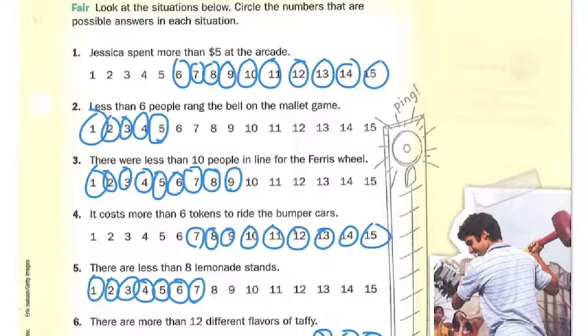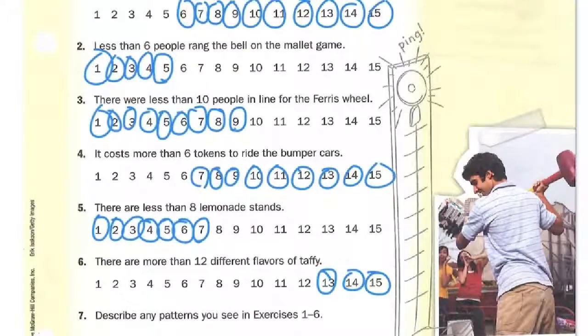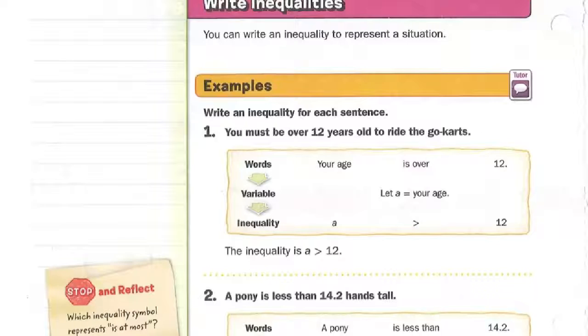What patterns do you see in exercises 1 through 6? Let's see. The pattern that I see is that we always circled the numbers to one side of the number in the problem. So, for example, the problem number was 5, and we circled all the numbers this side of 5. This one, we circled all the numbers this side of 6. This one, this side of 10. Do you see that? Okay, go ahead and go to the next.